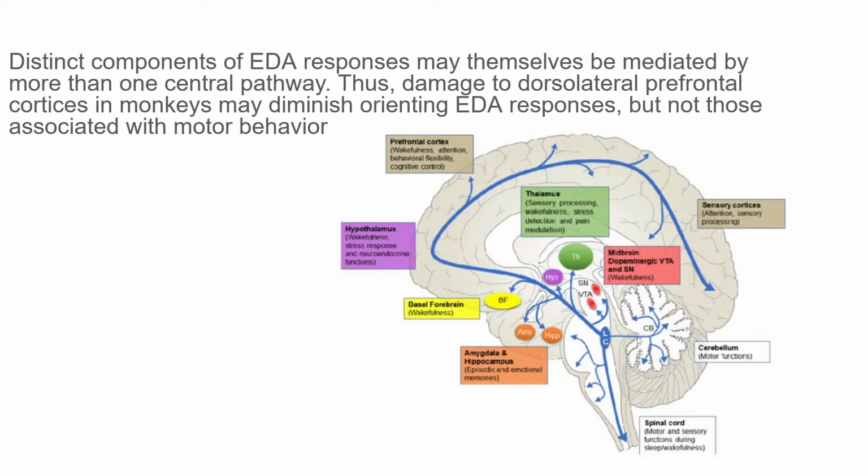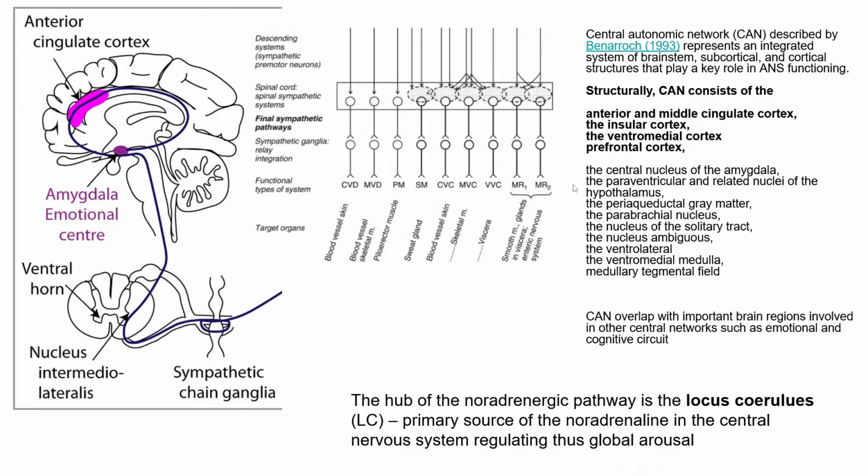So this locus coeruleus has connections with the cerebellum, with the substantia nigra, with the VTA, with the limbic system, thalamus, and so on. So here it's shown. So even on the level of the spinal cord, they're kind of different.